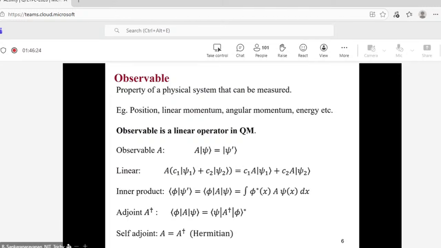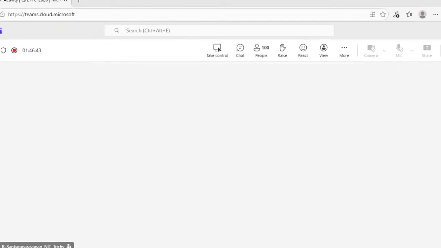Now we come to the idea of observables. An observable is nothing but a property of a physical system that can be measured. The examples are, as I mentioned earlier, position, linear momentum, angular momentum, energy, and so on. In quantum mechanics, every observable can be thought of as a linear operator. This is something very important: for every observable, there is an equivalent operator in quantum mechanics. Suppose you have an observable A.